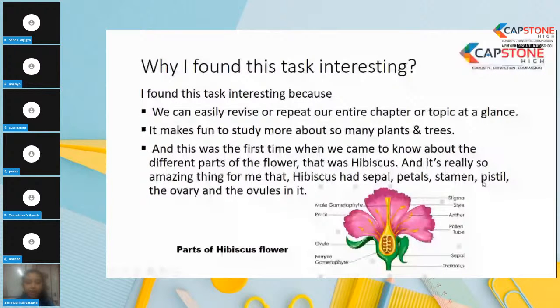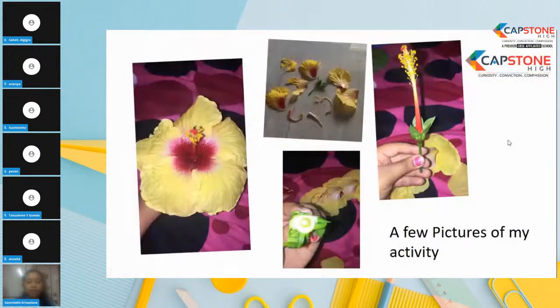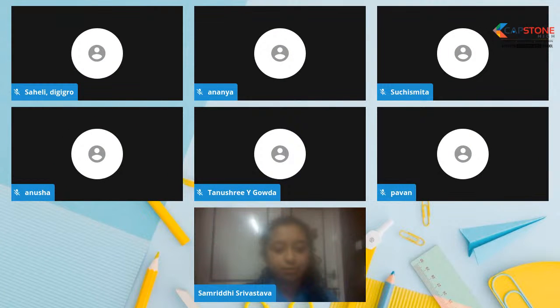Why did I find this task interesting? I found this task interesting because we can easily revise or repeat our entire chapter or topic at a glance. It makes it fun to study more about so many plants and trees. And this was the first time when we came to know about the different parts of a flower, that was hibiscus. I hope you all enjoyed this session.